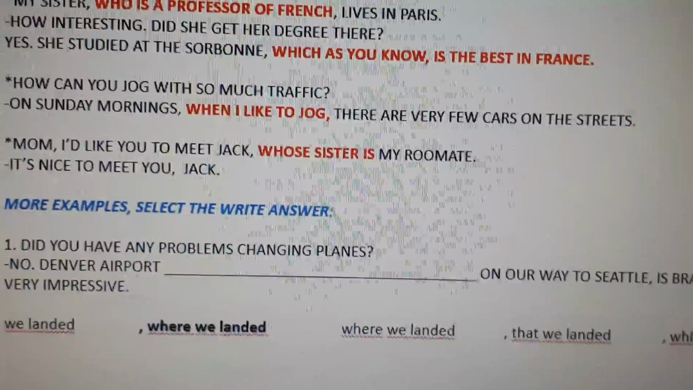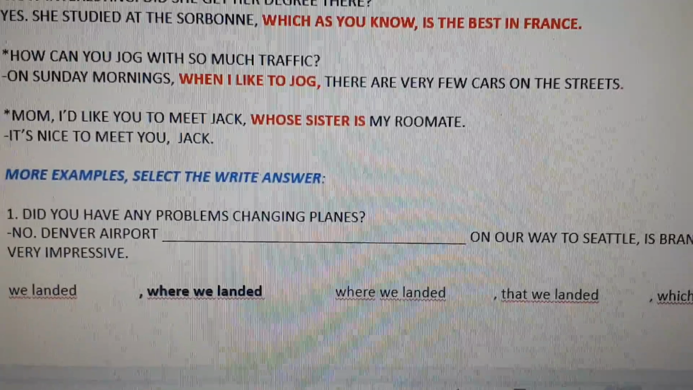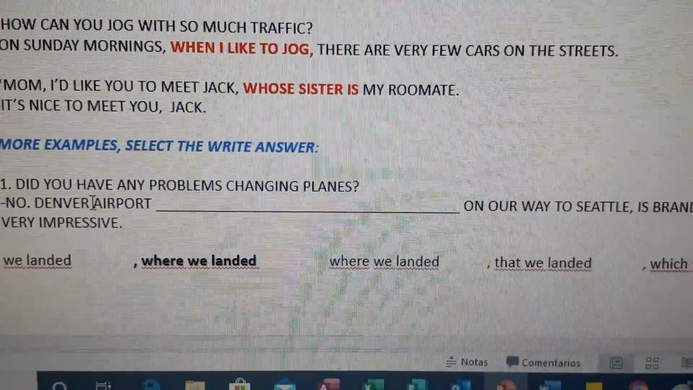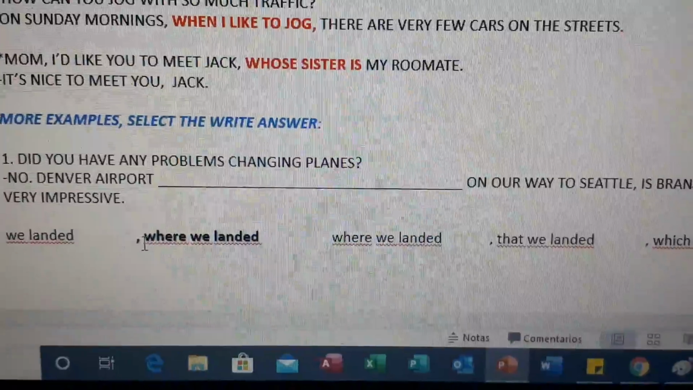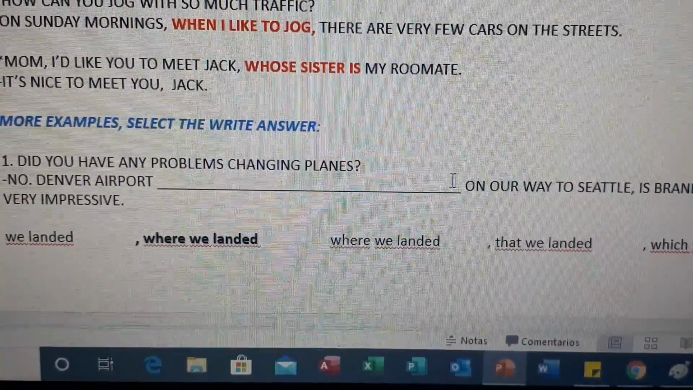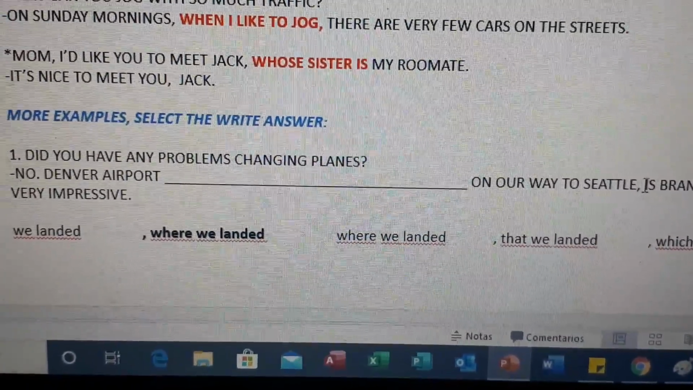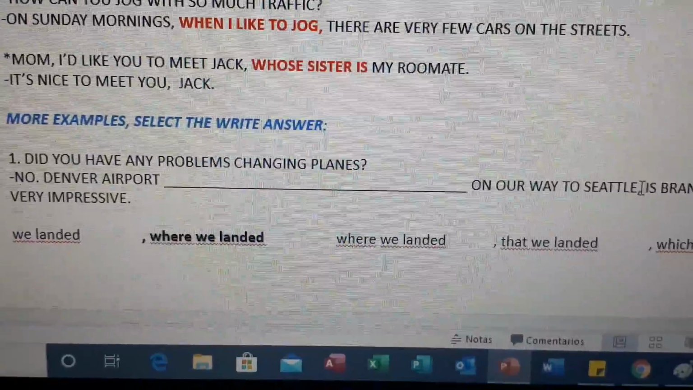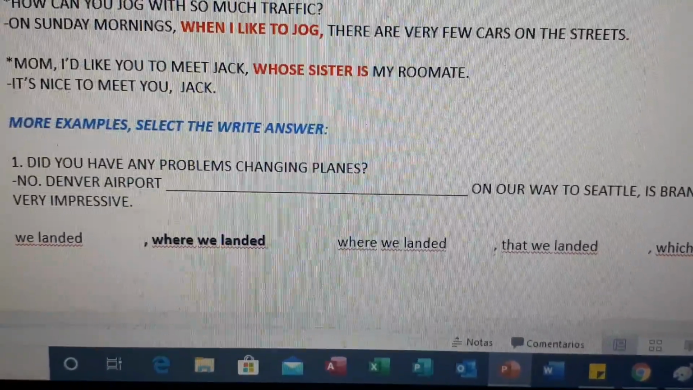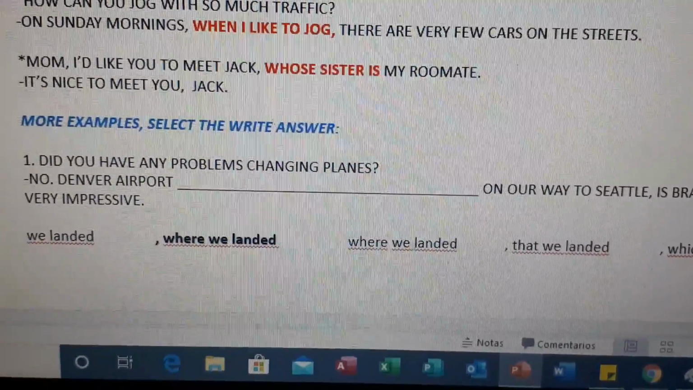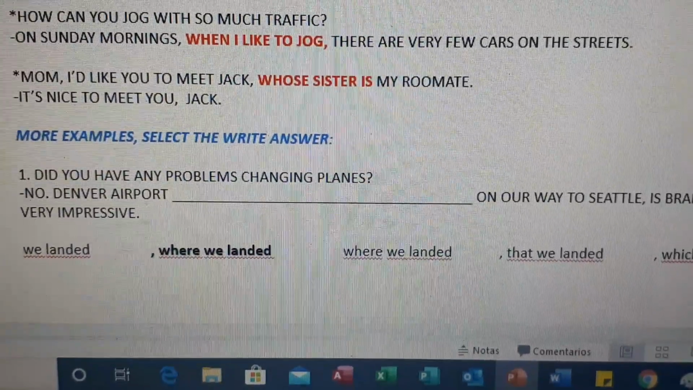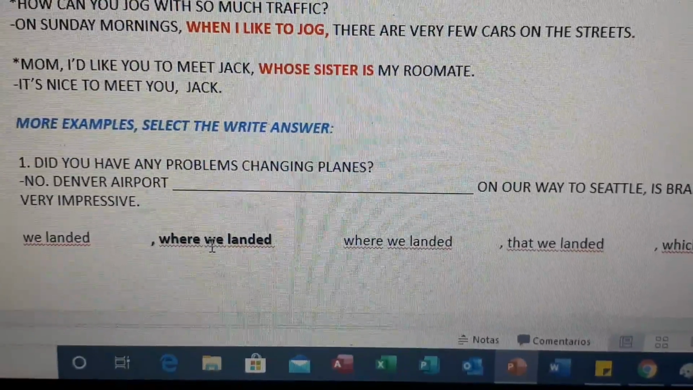Tampoco sería which we landed porque hasta, miren, si ven, ¿sí? Denver Airport, aquí sería la coma. Where we landed On our way to Seattle, hasta ahí acaba la oración y después empieza otra. Son dos oraciones en una. ¿Sí me explico? Tienen que poner mucha atención en las comas. ¿Ok? So, where we landed is the answer.